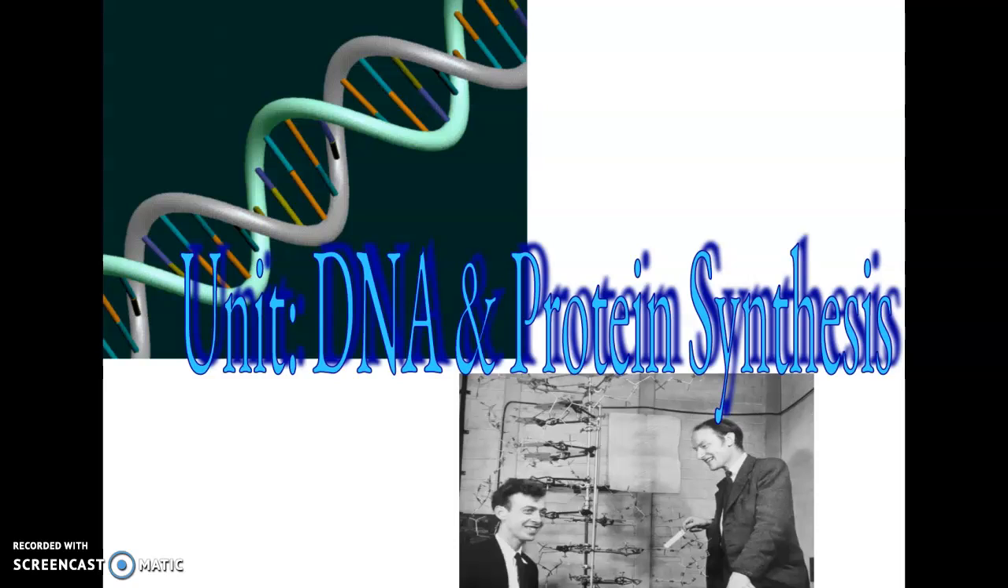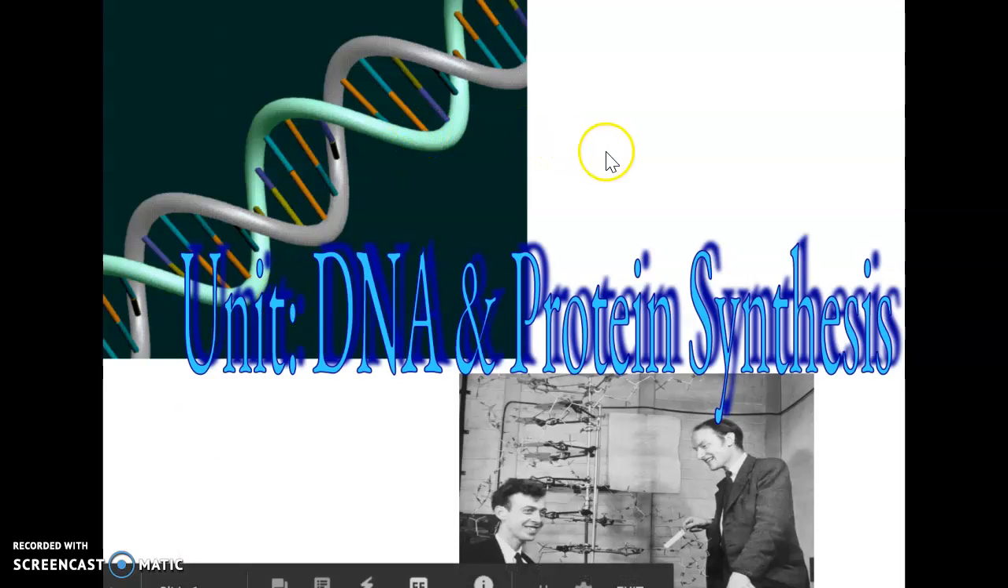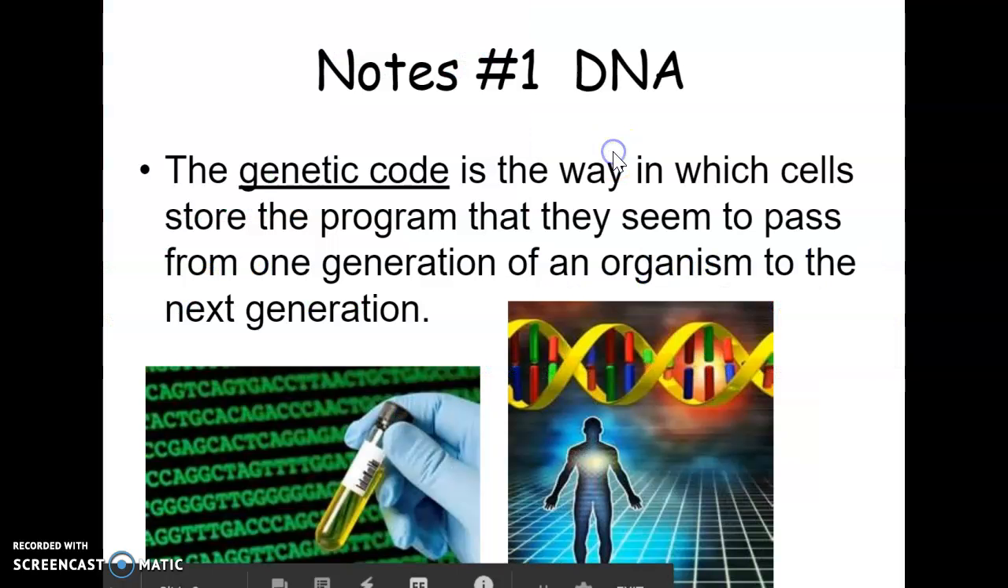Okay, today we're going to look a little bit at the DNA molecules and how they replicate. So the genetic code is the way in which the cell stores the program that they pass from one generation of an organism to the next. And the genetic code contains the information for the cell to make proteins. It tells the ribosome how to line up those amino acids while making the proteins.